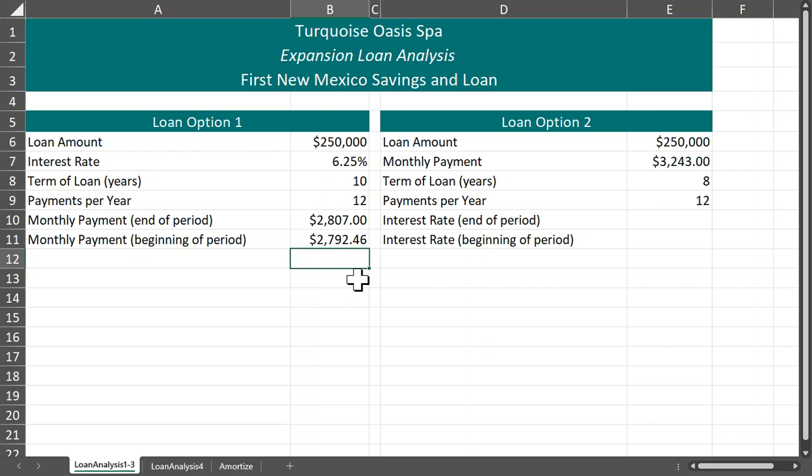So that's the idea of doing monthly payments at the end of the period or the beginning of the period. Most loans, unless you're told otherwise, will be at the end of the period. Most investments, again, unless you're told otherwise, will be at the end of the period. But it just shows you how you can use that. All right, well, let's do the interest rate. We'll just do it for the end of the period.